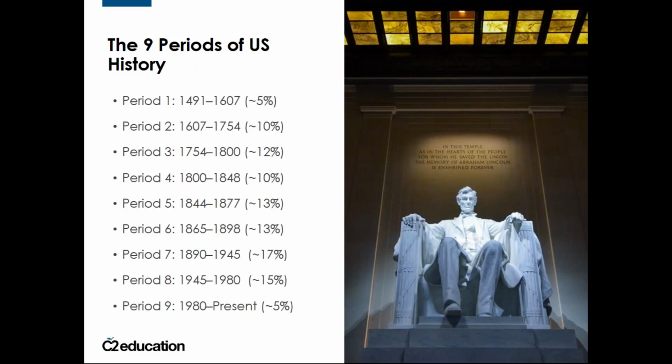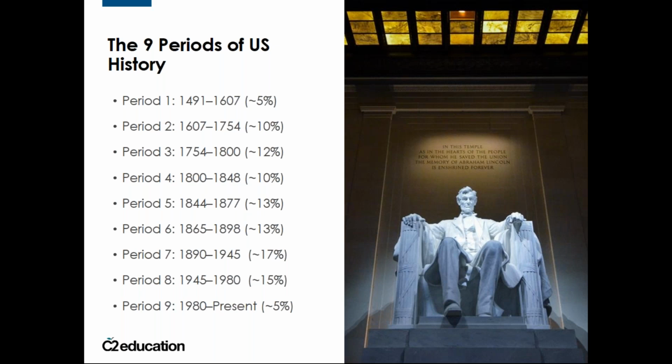So now the time periods. There are 9 time periods in the United States. With the change in recent years, one of the things they did is really expand period 1 and period 9. Period 1 and period 9 really didn't used to exist before the change. Now they're actually noticeable. They make up 10% of the exam and the course.